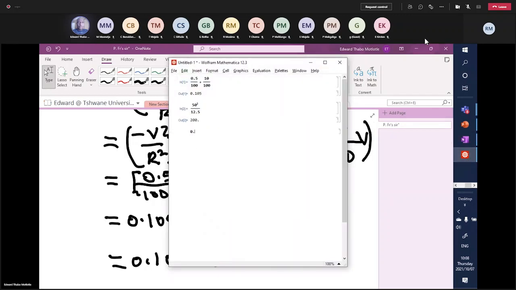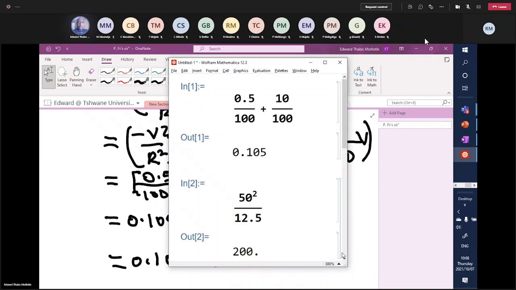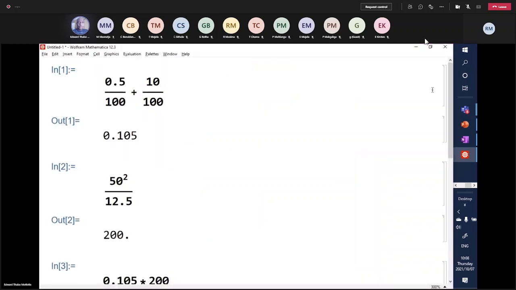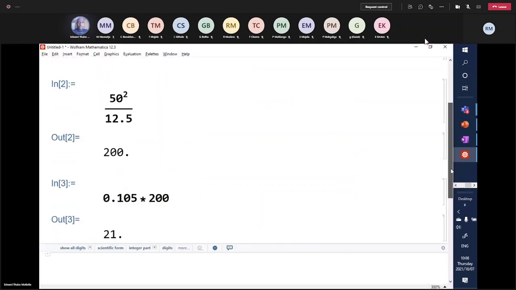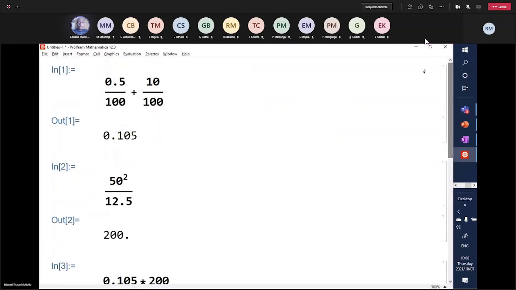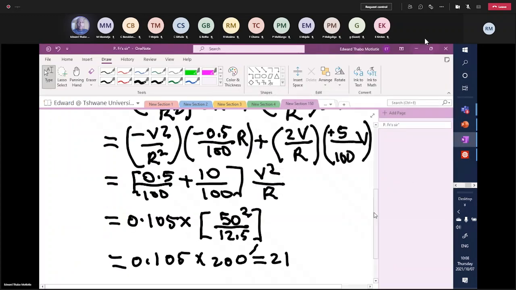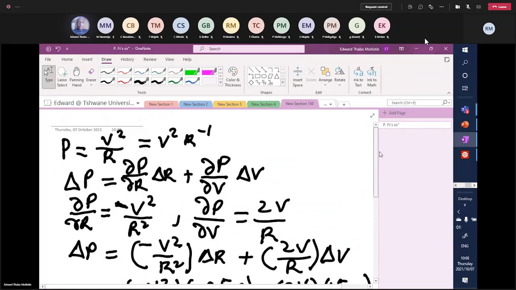So 0.105 multiplied by 200. So the answer is 21. You can clearly see there our answer is 21. So this means we have solved this problem step by step. So you can't complain that I jumped steps.